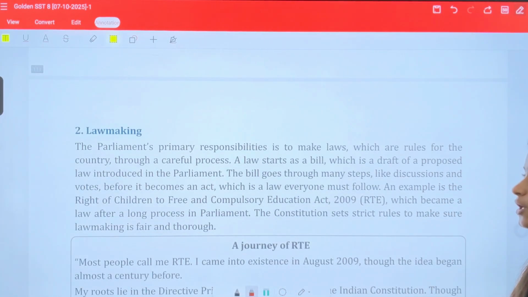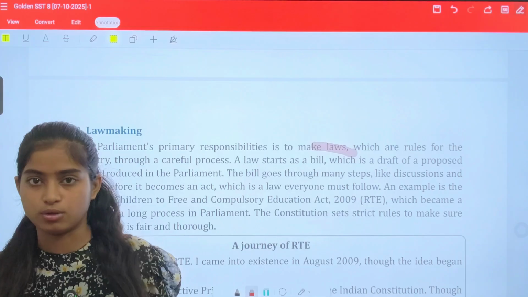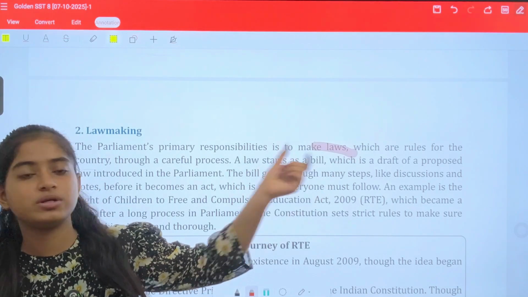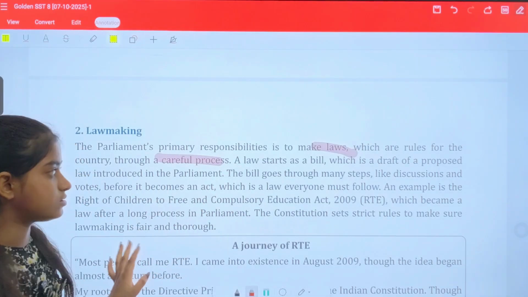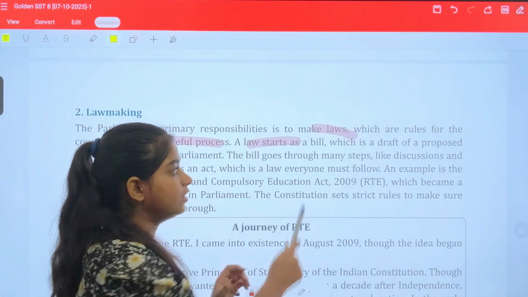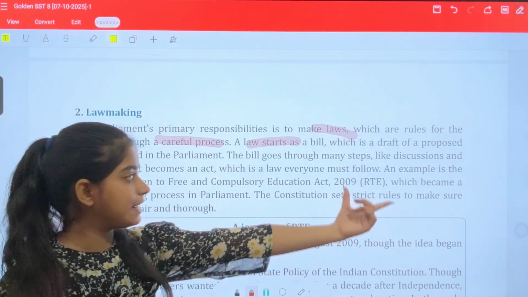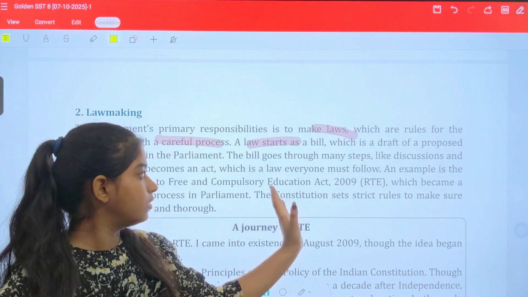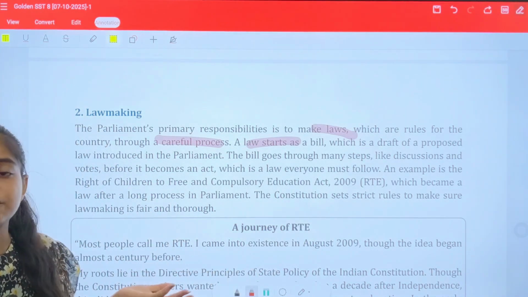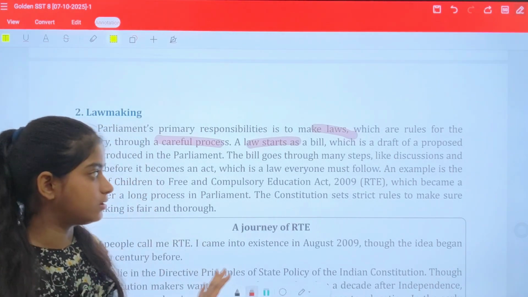Next, we have lawmaking. The parliament's primary responsibility is to make laws. I already explained that we sometimes say Lok Sabha makes laws, because its main responsibility is to make laws, which are rules for the country, through a careful process. It starts as a bill, which is a draft of a proposed law introduced to the parliament. The bill goes through many steps like discussions and votes before it becomes an act, which is a law everyone must follow. Not just anyone can make this directly.